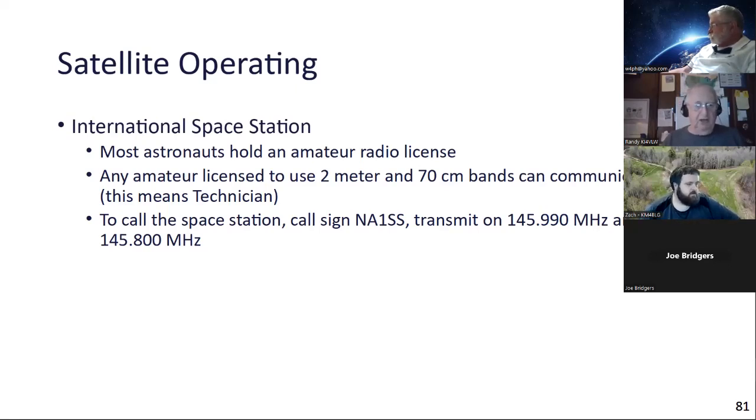To call the space station, the call sign is NA1SS. Transmit on 145.990 megahertz and listen on 145.800 megahertz. So 145.990 is the uplink to the station. To listen, 145.800 is the downlink from the station, and we'll get into more on that in just a moment.